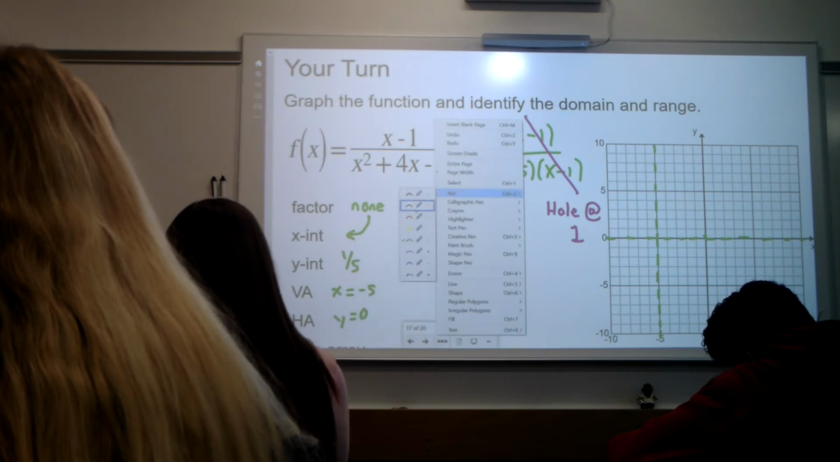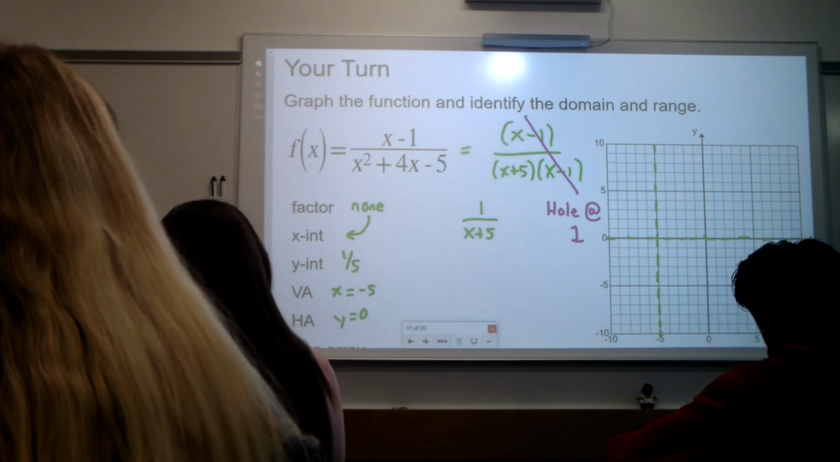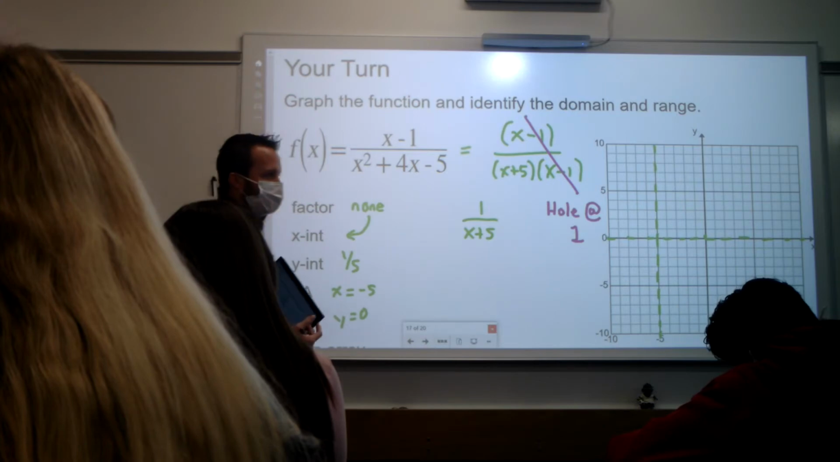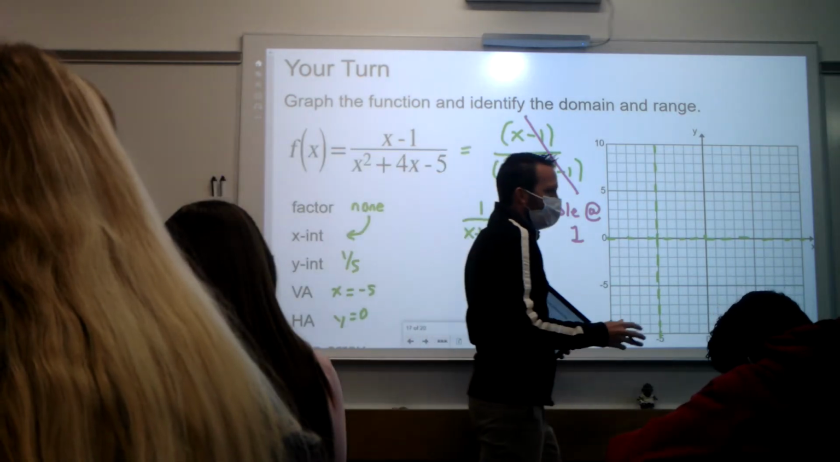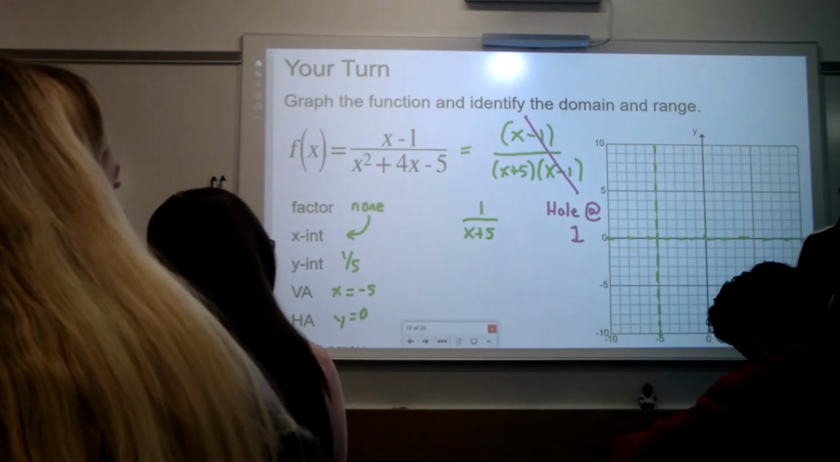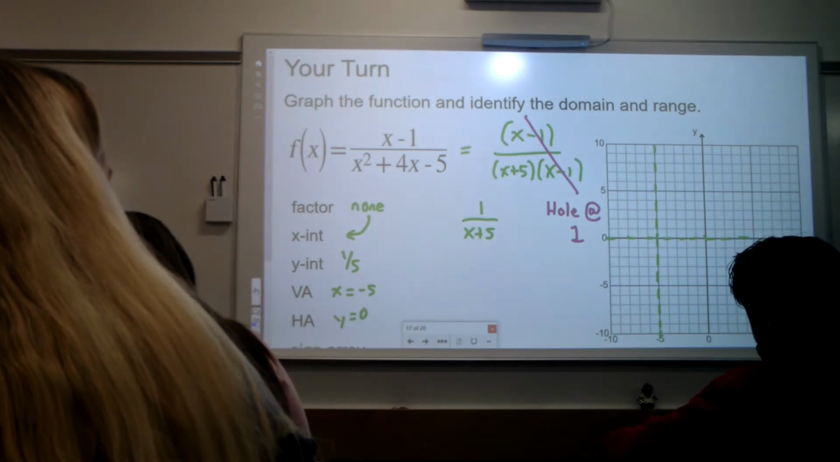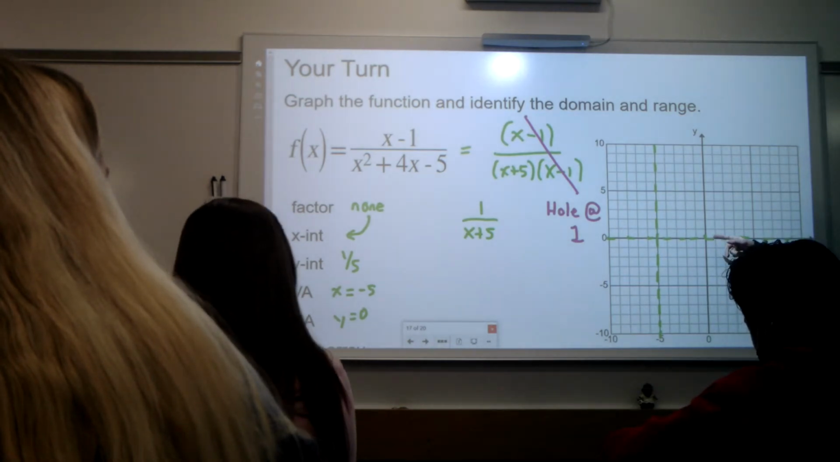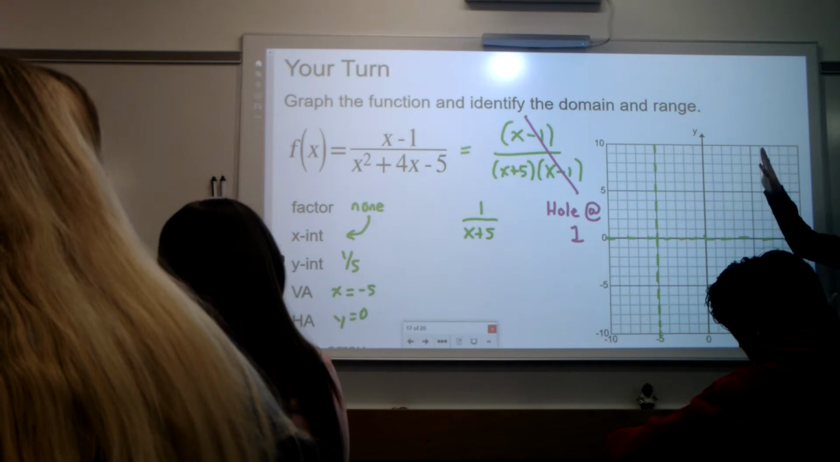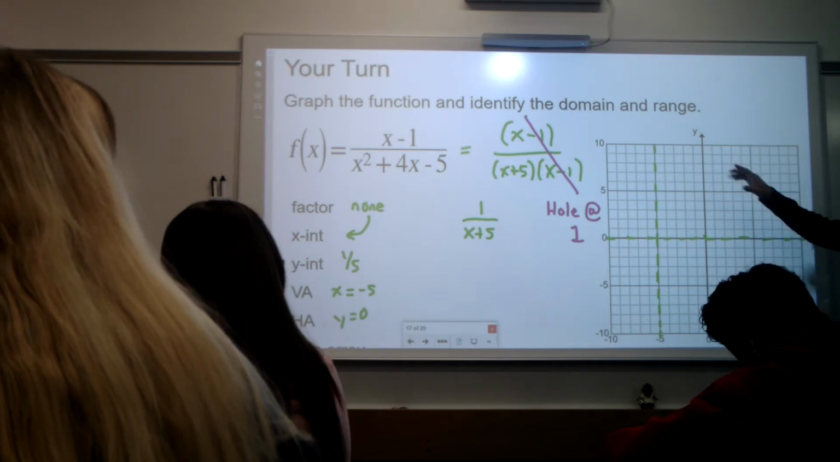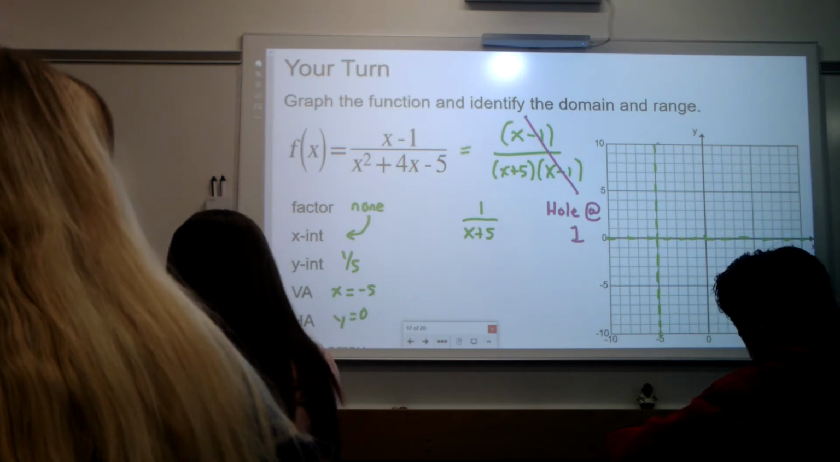Okay, now a common question on this is, how do I know whether to graph above or below? The answer is you plug in a point. On the right side, we've actually already plugged in a point. What point was that? We plugged in 0, and we got 1/5, which is positive. So that tells me what's going on here. I'm above.